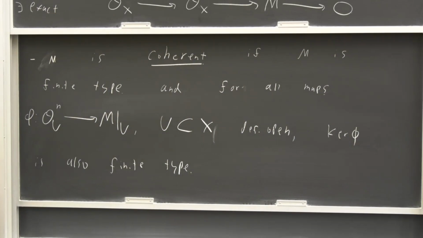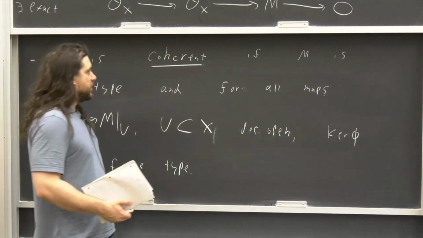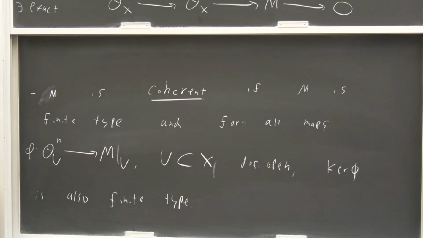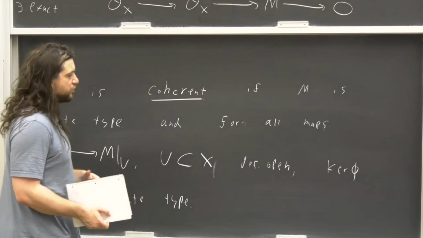Not necessarily the same n as above. Just arbitrary n's. Yeah, they're changing every time so far. So your M is finite type, and however you generate M on any definable open set, the kernel is globally generated by finitely many functions, again, up to a cover, always up to a cover. Okay, so it turns out coherent things are a very nice world in which to work.